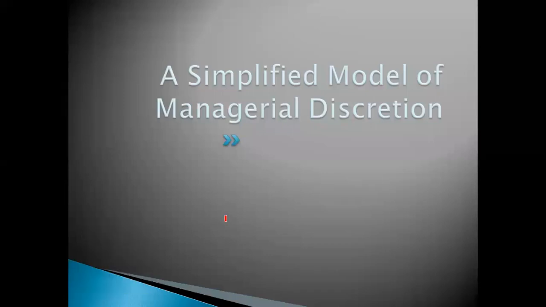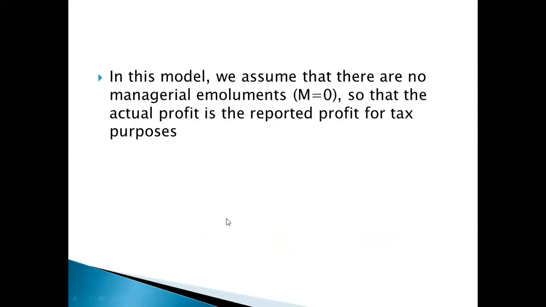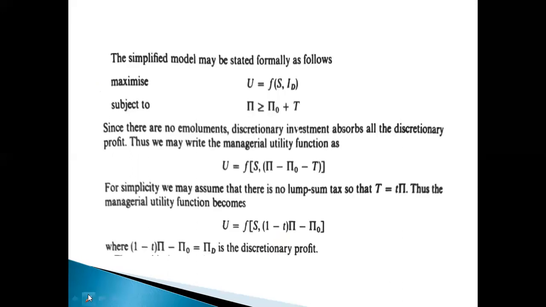Now we come to a simplified model of managerial discretion. In this model, we assume that there are no managerial emoluments, so that actual profit is the same as the reported profit. Now, the simplified model may be stated as follows.